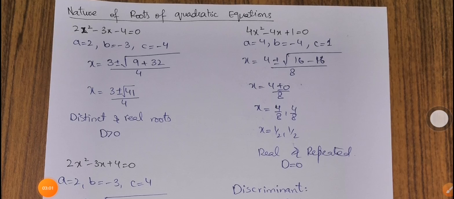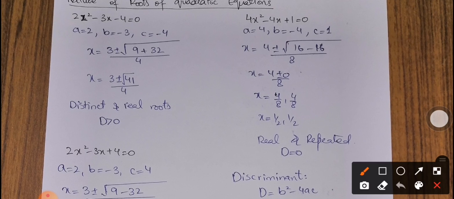Next we have the nature of the roots of a quadratic equation. We can discuss the nature of the roots without completely solving the equation, but at first we will solve it to develop a method for discussing the nature of the roots. Let's suppose we have the equation 2x square minus 3x minus 4 is equal to 0. Clearly a is 2, b is minus 3, and c is minus 4.